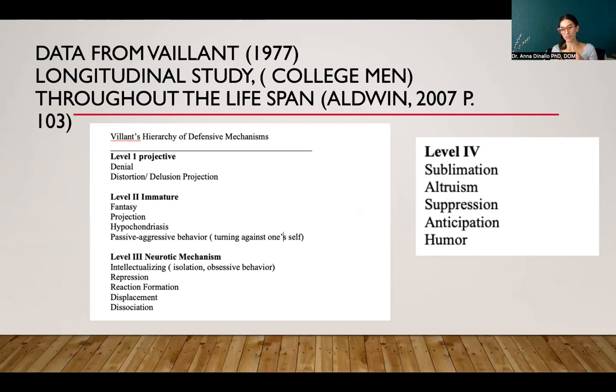And this is building off of some of Freud's earlier work with defense mechanisms. He talked primarily about transference, countertransference, as well as projection. But this list is way more expansive. So let's take a look.